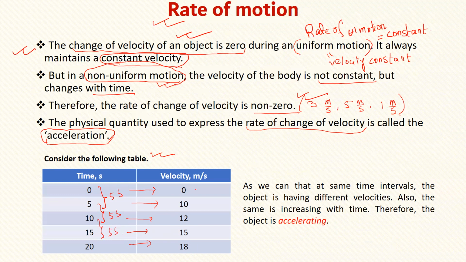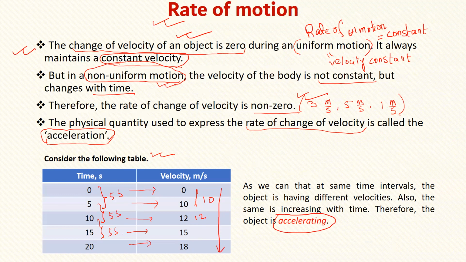But the velocity change, have you seen it? The velocity change is not similar. The velocity change is not uniform. It is always changing. It is 10 meters per second, here 12 meters per second, here 15 meters per second, here 18 meters per second. So velocity is changing with time. In such a case, the object is said to be accelerating, because you see its velocity is gradually increasing with time.